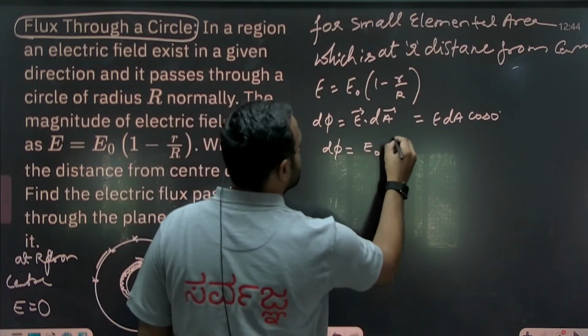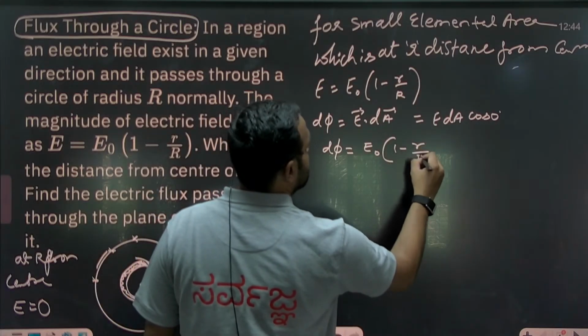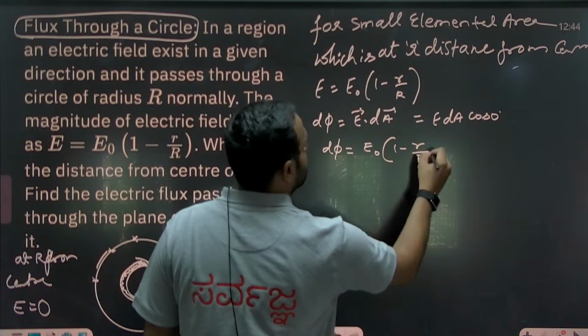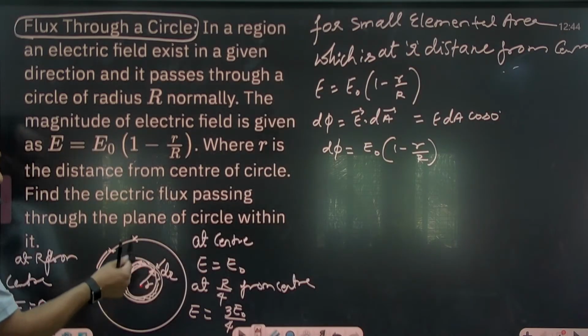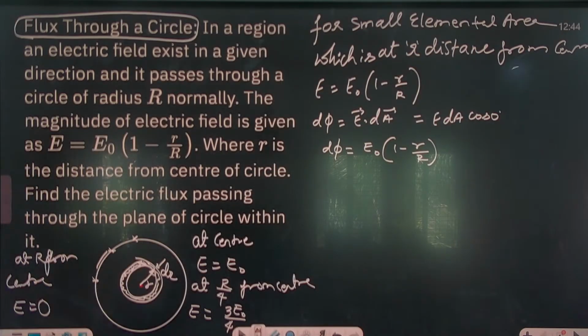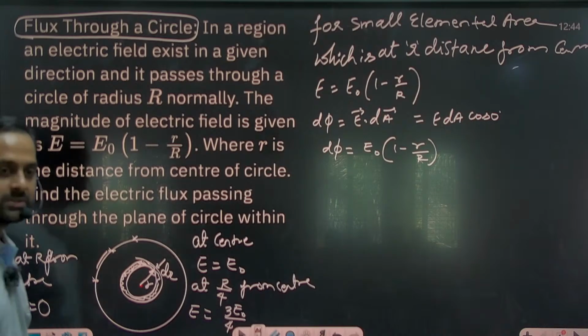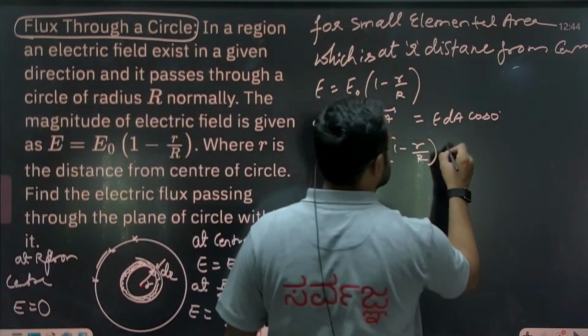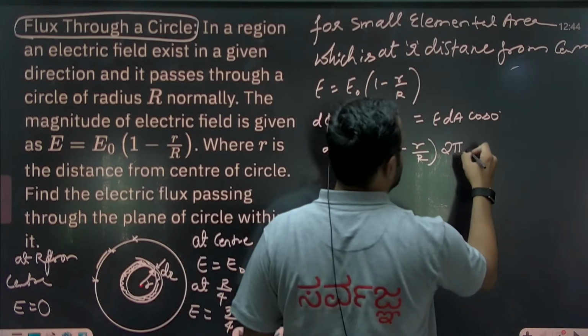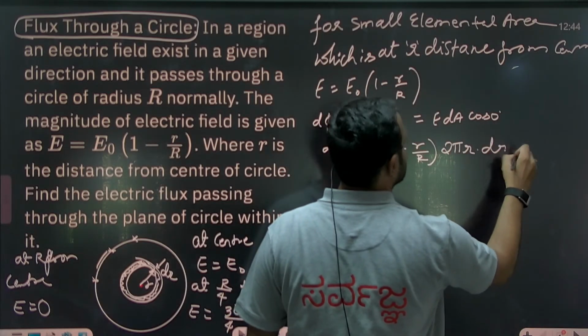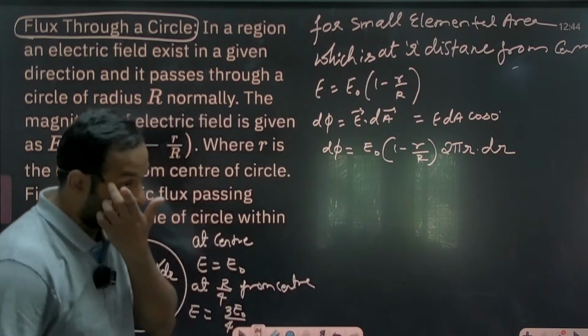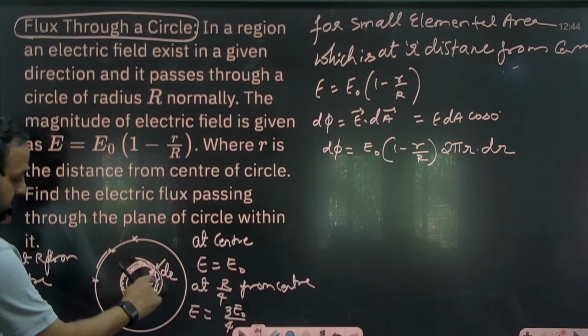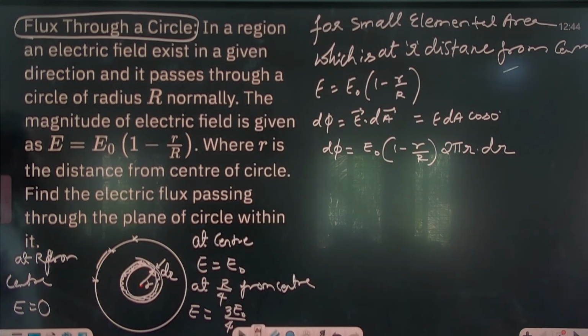E is E naught into 1 minus small r divided by capital R, into what is the area of this? The area of this is 2 pi r into dr. Yes, we have seen this. How do you write the area of this? You will write it as 2 pi r into dr, with length 2 pi r and width dr.